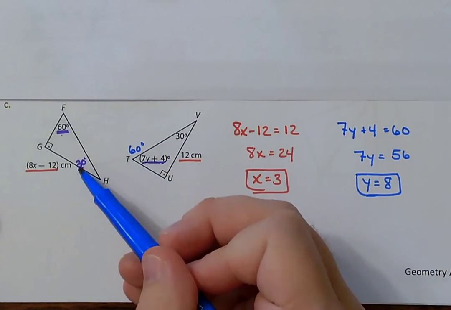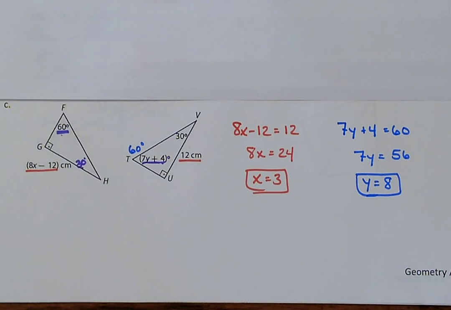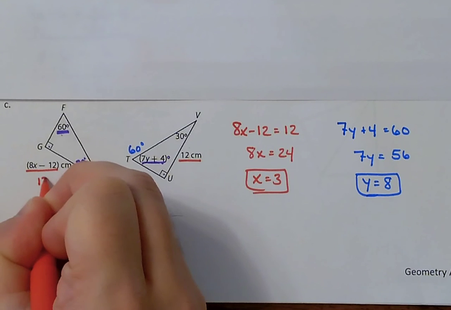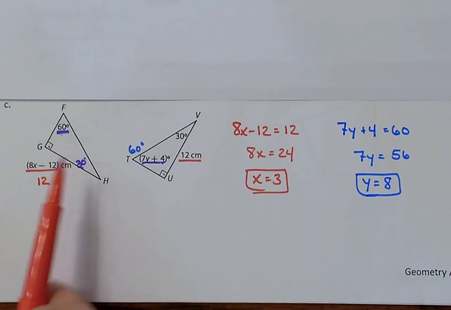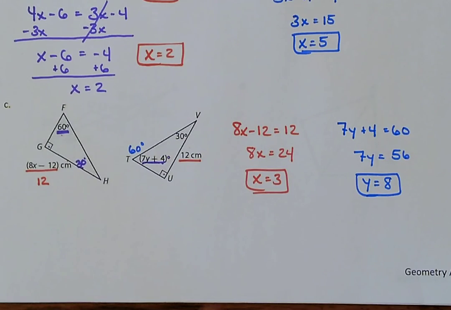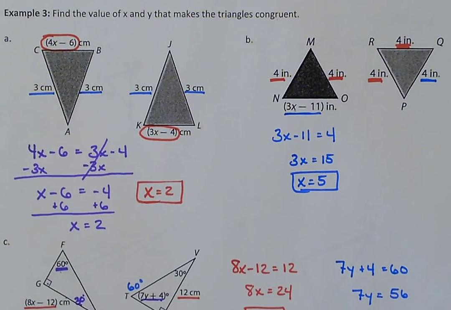So I now have a 30, 30, 60, 60, 90, 90. And the fact that I know this side is 12, and I know this side is also 12, I can say based off angle, side, angle, that these two triangles are congruent. So that is how we run through example 3, going through and finding the value of x and y that would make the two triangles congruent in each situation.